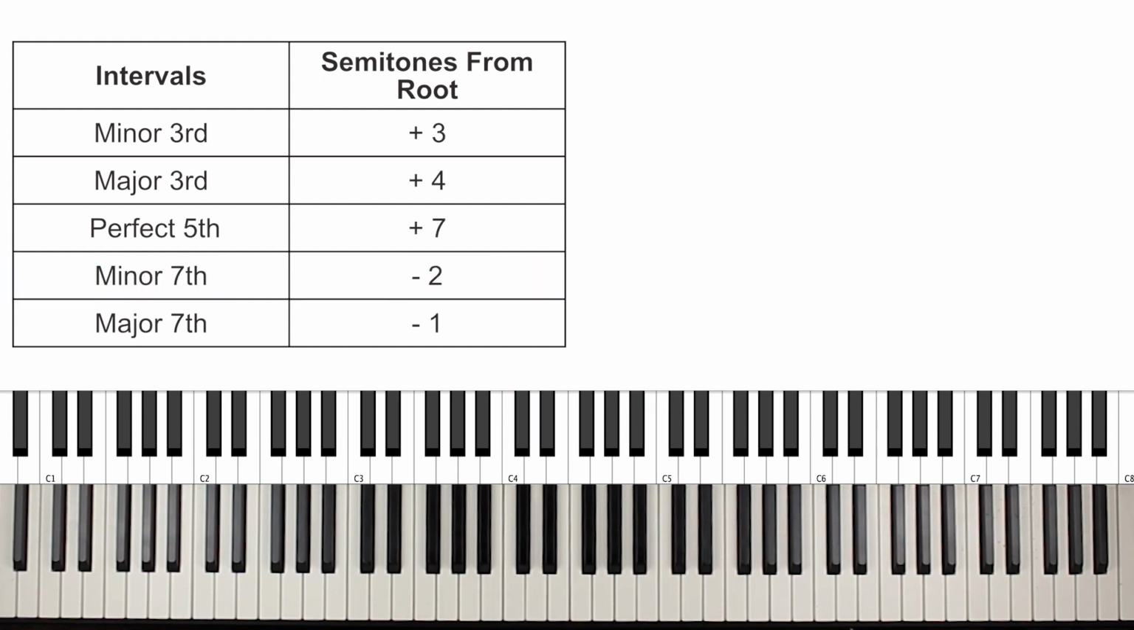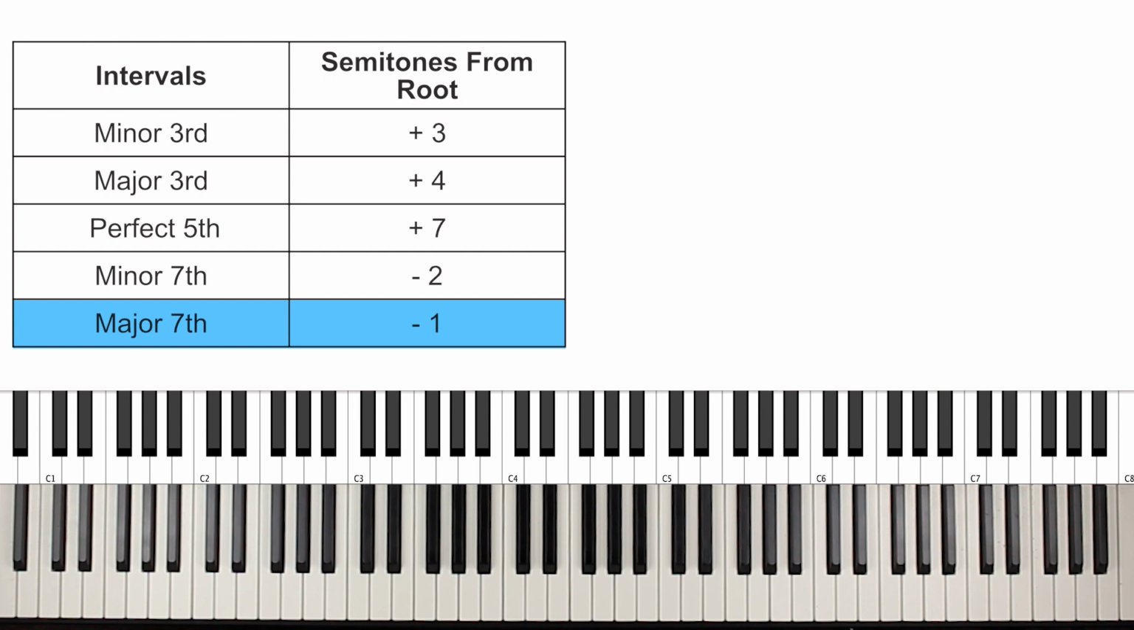Our last interval, the major seventh, is 11 semitones above the root. So for C, 1, 2, 3, 4, 5, 6, 7, 8, 9, 10, 11, the major seventh is B. Again, we'll save time by jumping to the root an octave above, this C up here, and just counting down 1 semitone below the root. And again, that gets us B, the major seventh of C.